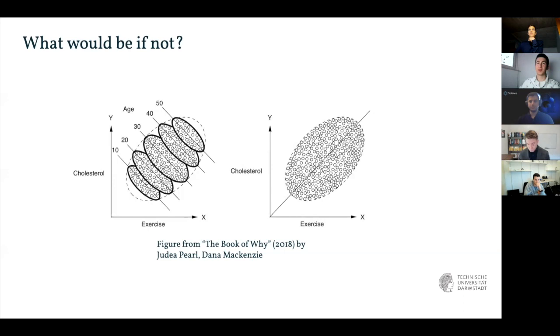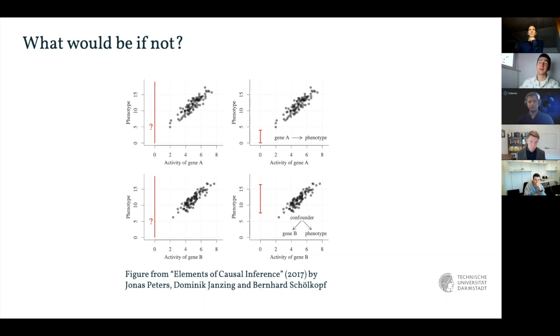Another very famous example is given by Jonas Peters and others, where you look at the activity of a gene A and of a gene B against the phenotype. And you're now asking a question, well, what would happen if the activity for whatever reason was set to zero, right? So imagine you can control it. What do we expect to predict now for the phenotype? You can see in these plots, for gene A in the top row and gene B in the bottom row, that this is actually different behavior. For gene A, it is in fact causing the phenotype, so you should be predicting low levels for the phenotype. But for gene B, there is a confounder actually causing both. So actually setting the activity to zero will change nothing.